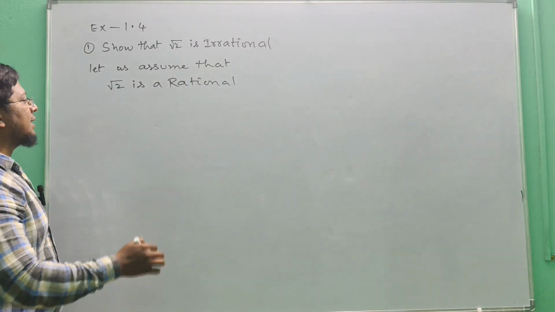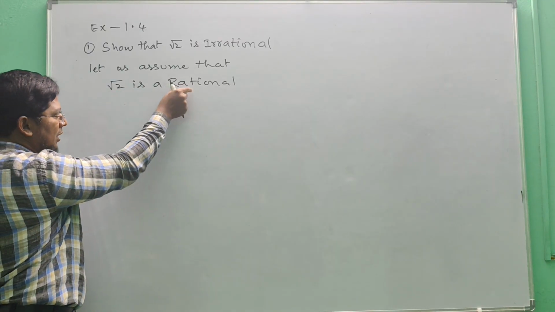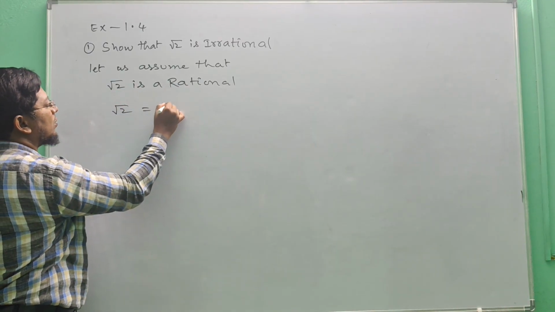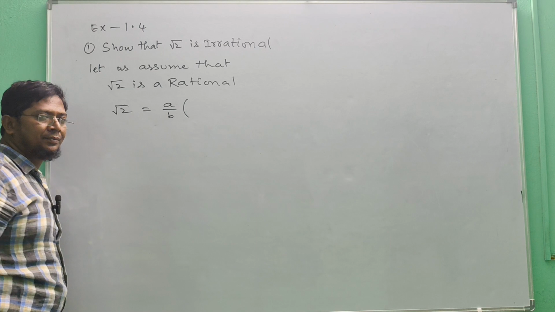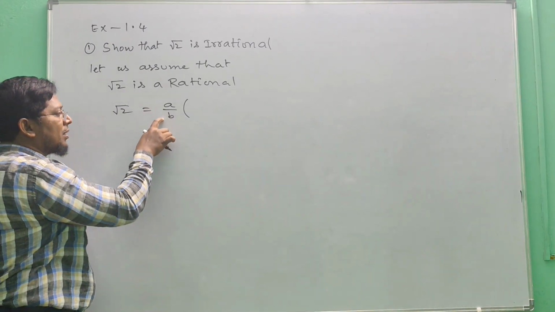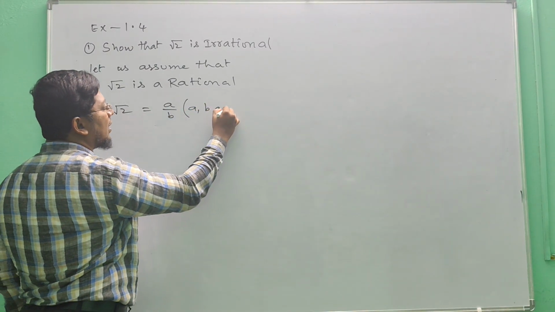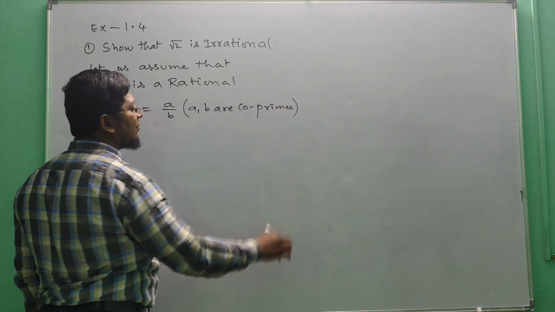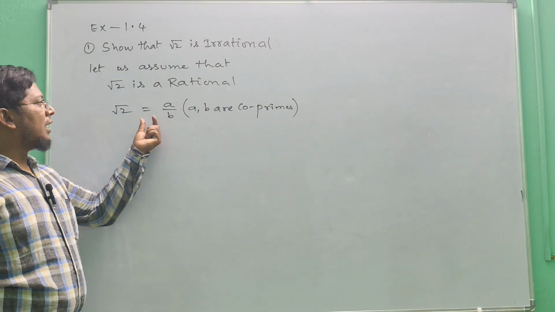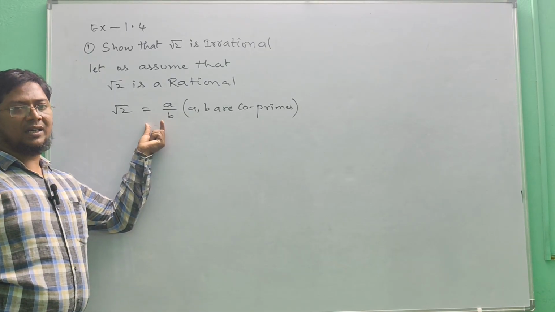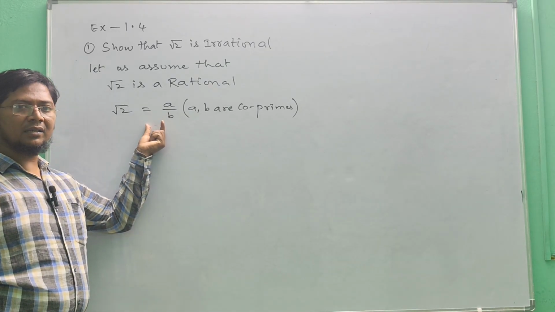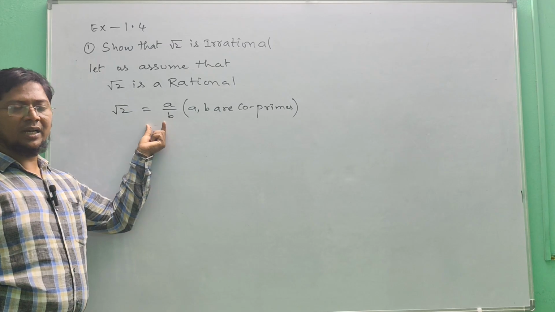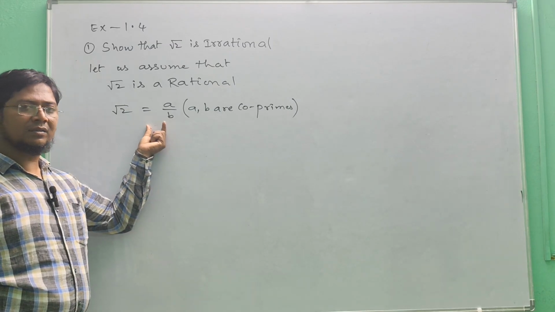Remember. The second step, if root 2 is rational, then root 2 is equal to a upon b, and a, b are co-primes. What is the definition of co-prime? A and b have no common factor other than 1.